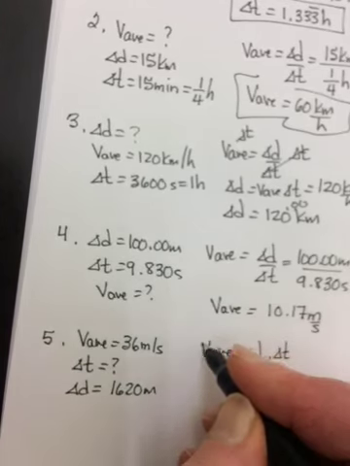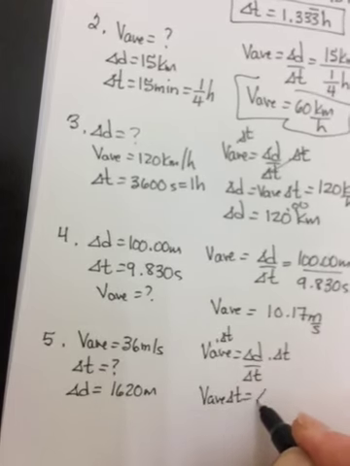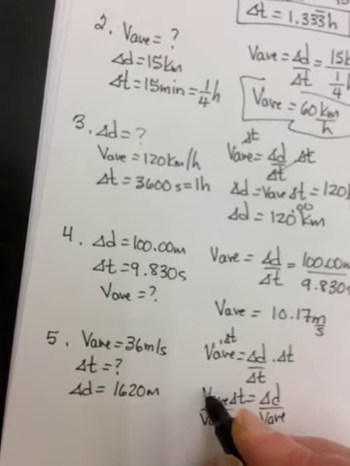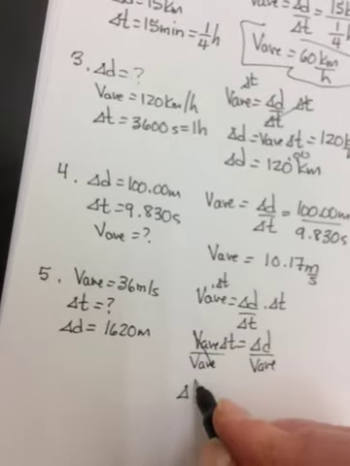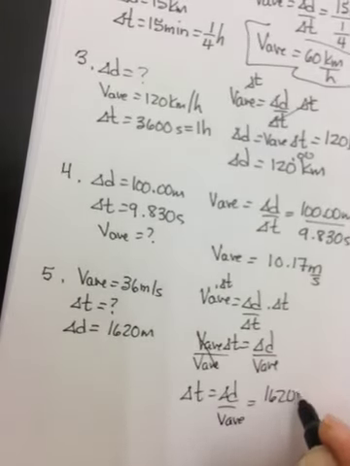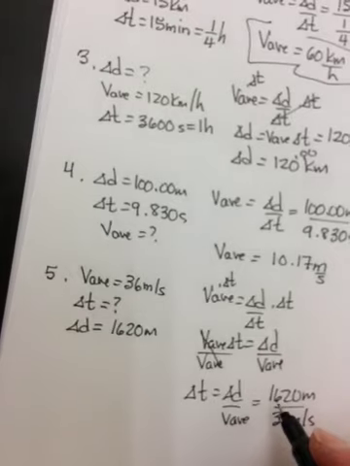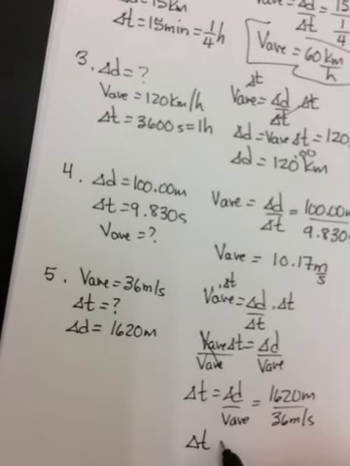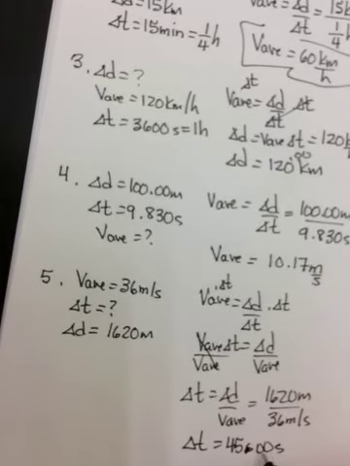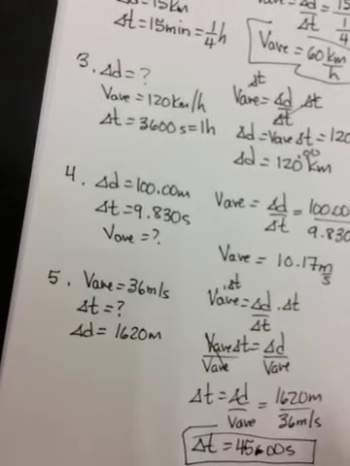Rearranging for delta t, multiply both sides by it. So you have v-av times delta t, and then to get the delta t alone, divide by the v-av so that it cancels out. So we get delta t is equal to delta d over v-av. So 1,620 meters over 36 meters per second. And when you do that, I think you get 45 seconds. Delta t equals 45 seconds. Oh, and it probably is 4 sig figs, so 45.00 seconds, like that. Is it 4? Yeah. Okay, so there's the first 5.